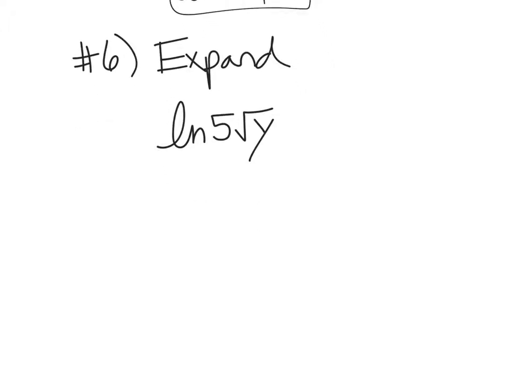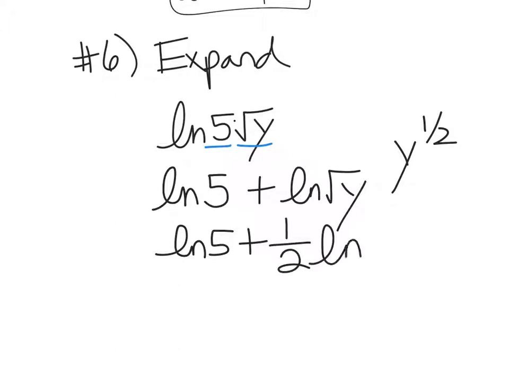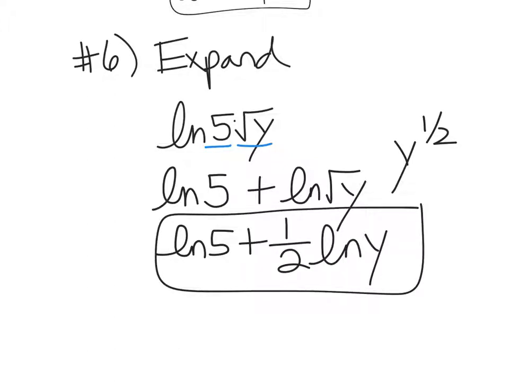This one's tricky. It's a good one. Okay, this one has 2 terms in here. It has a 5 and a square root y. So I'm going to end up with 2 logs, okay? These are being multiplied together. So I'm going to rewrite this as natural log of 5 plus the natural log of the square root of y, but then I can rewrite that as, what is the square root of y written in exponential form? Y to the 1/2. So what can you do with that 1/2? Bring it to the front, and that would be your answer there.